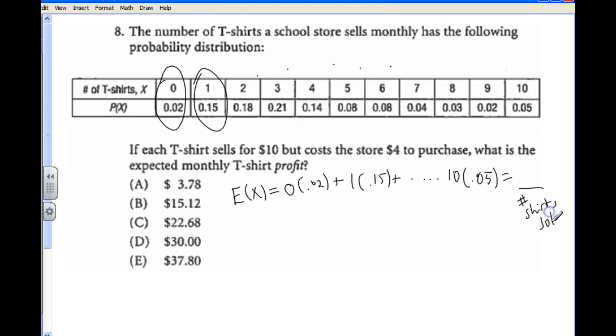It's not really exactly what we were looking for. We really want to figure out how much profit we're going to make, but we need the number of shirts sold. We need that number to get that. So to get the profit, each shirt sells for $10, but it costs $4 to make, so 10 minus 4 is $6 profit on each shirt. So if I take this number and multiply it by 6, I should get my answer.